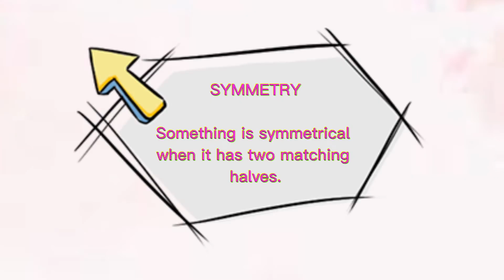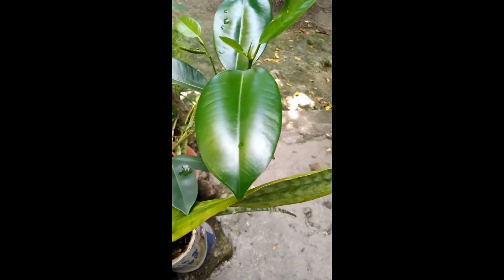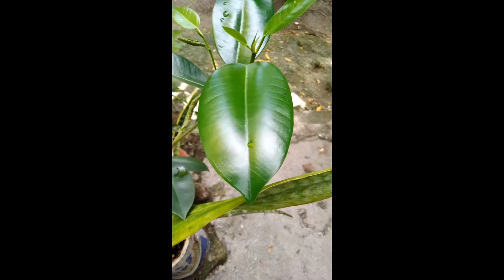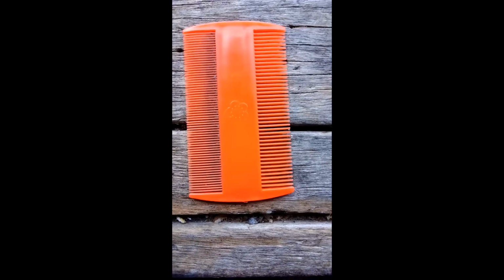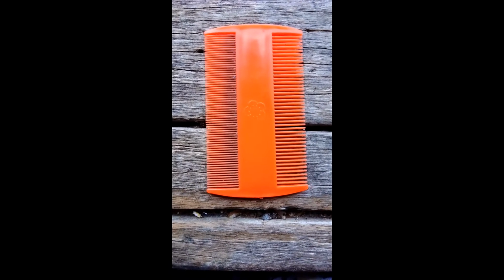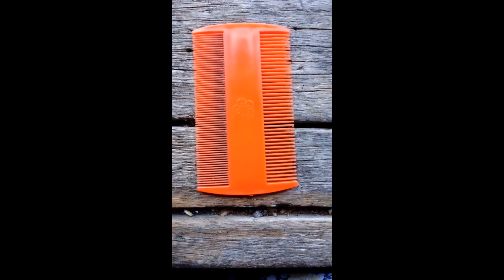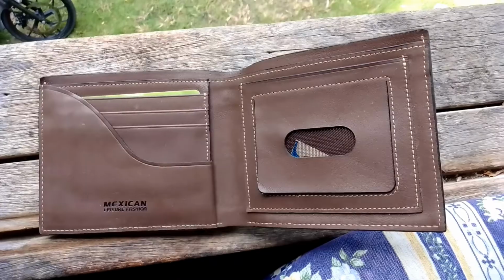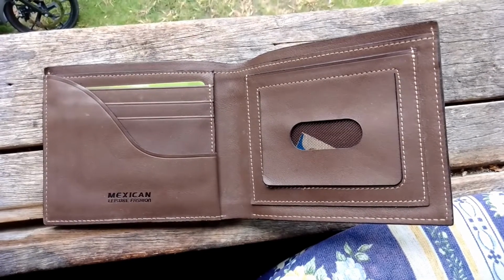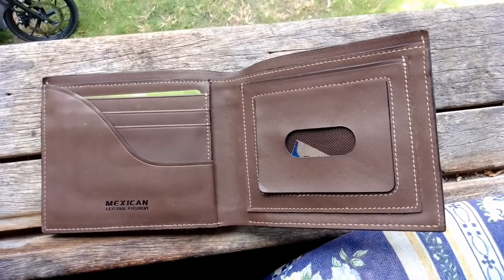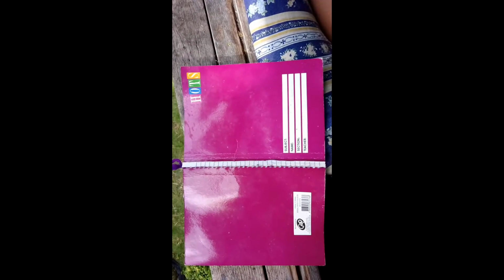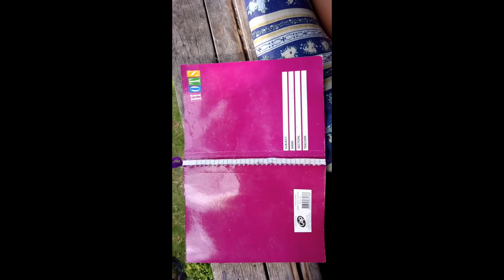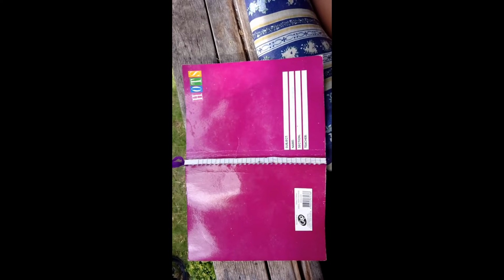Symmetry. Something is symmetrical when it has two matching halves. So this is the first example of symmetry. Next, another example of symmetry is the two arms. This is also an example of symmetry. The fourth example of symmetry is this wallet. The last one I considered as an example of symmetry is the notebook.